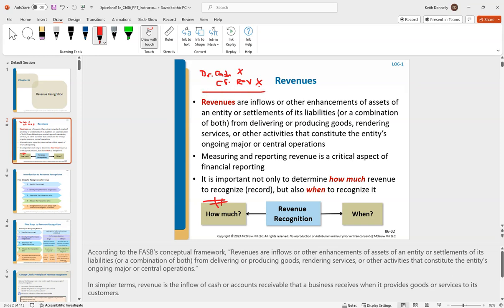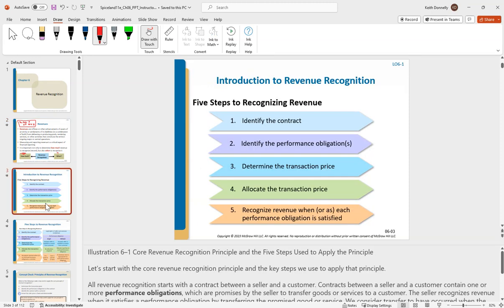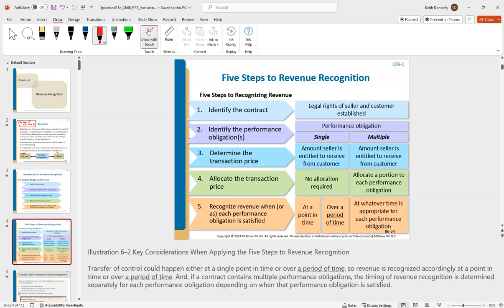And then when, or what situations tell us when to recognize the revenue. It's not always obvious. There are a lot of variations, twists, and turns that we're going to see. So with recognizing revenue, crediting revenue, we have this 5-step process. They build it out a little bit further here.